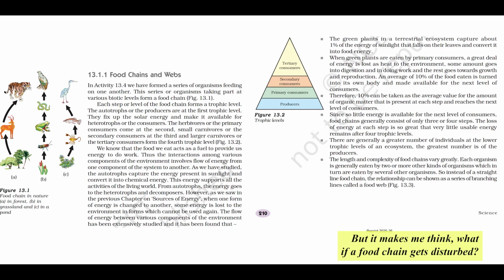Okay, these levels make sense. But it makes me think, what if a food chain gets disturbed? Like if you remove one level, does it affect the whole chain? For example, what would happen if we just took out all the decomposers? We sort of touched on this, but thinking about ecosystem stability. That's a fantastic question, and it really probes the interconnectedness. Yes, removing any trophic level can have massive ripple effects. It destabilizes the whole system.